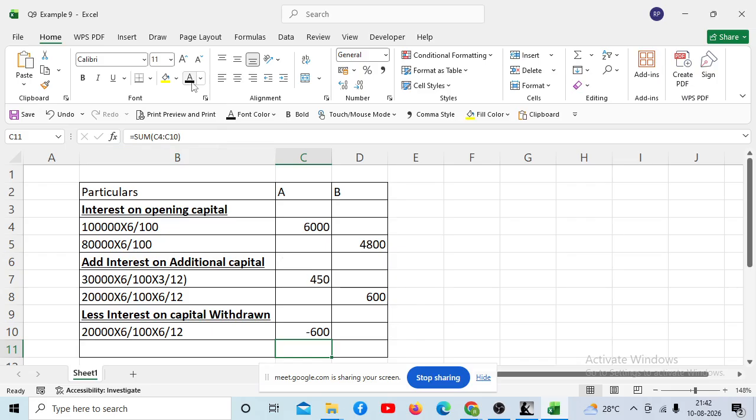5,850. Similarly, do it for this one. 4,800 plus 600. 5,400. 4,400. So this is the final answer called interest on capital.